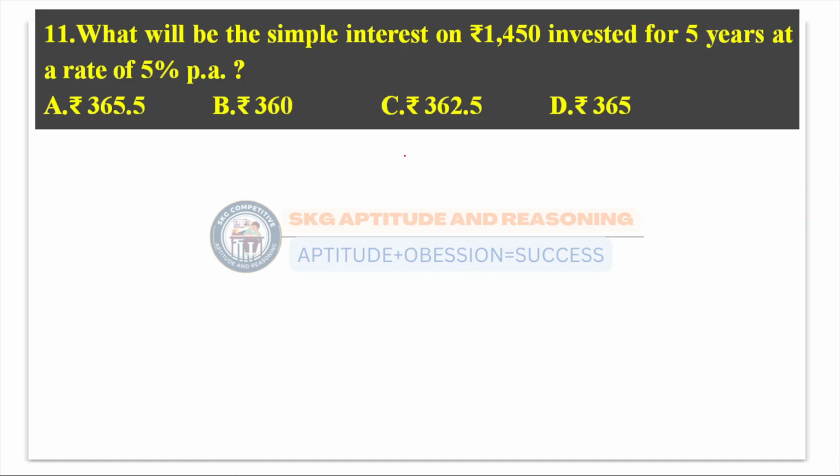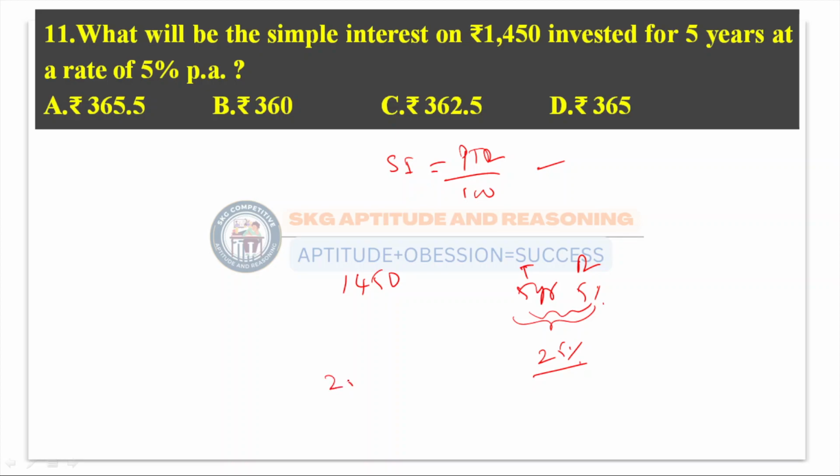This is also based on the simple interest formula, that is SI is equal to PTR by 100. And if you substitute the values, you'll get the answer. We can solve this one in a simple manner: the time period is given as 5 years and the rate of interest as 5%. If you multiply these two values, we get 25%. So we need to find 25% of 1450. 25% of 1450 is nothing but 362.5. So the answer for this particular problem will be 362.5.